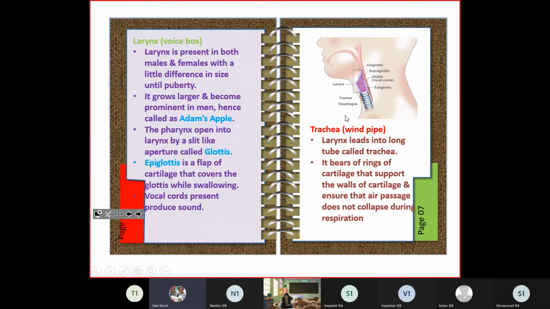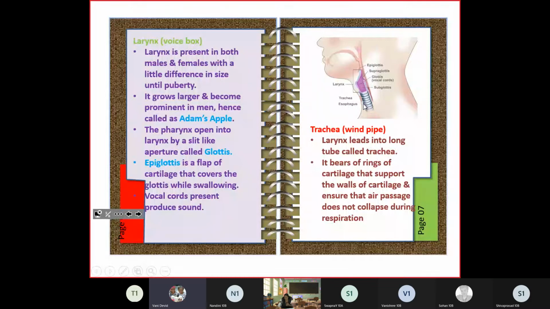The pharynx opens into the larynx by a slit-like aperture called the glottis. In the glottis you can see the vocal cords. The vocal cords help in producing sound. The epiglottis is a flap of cartilage that covers the glottis while swallowing food. While swallowing food, it is very important that the food does not enter into the windpipe. That is the reason the epiglottis is present on the glottis to cover it.